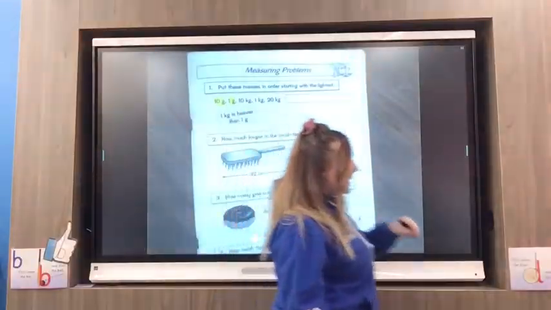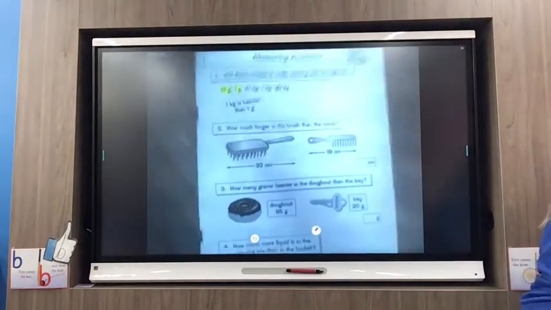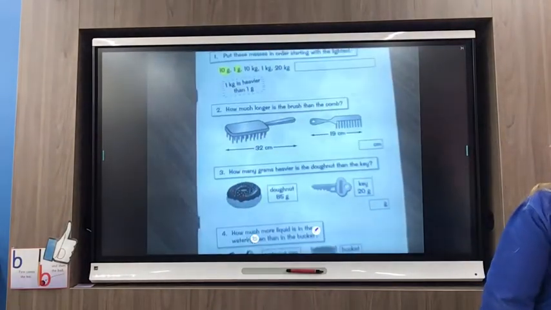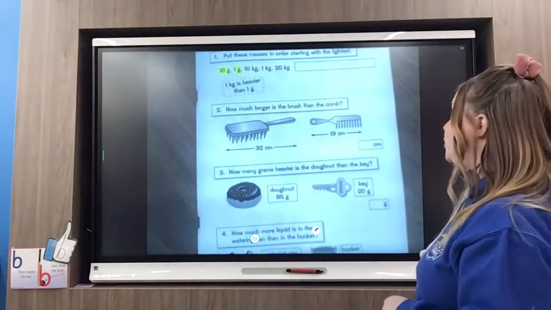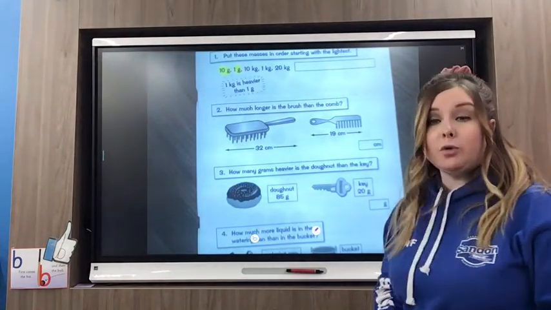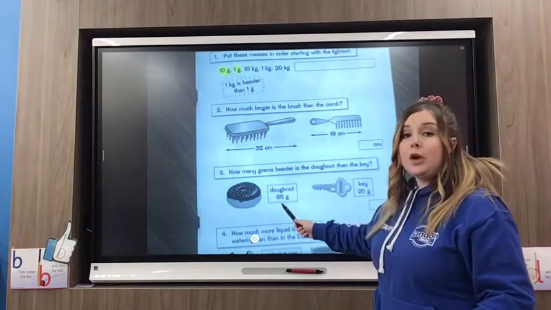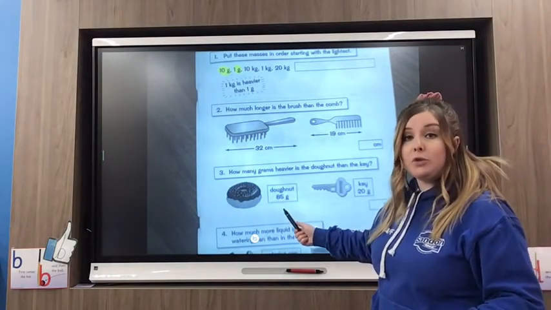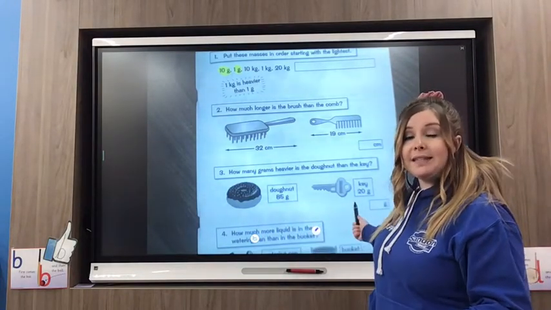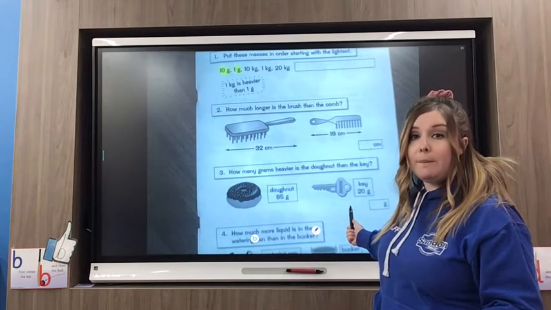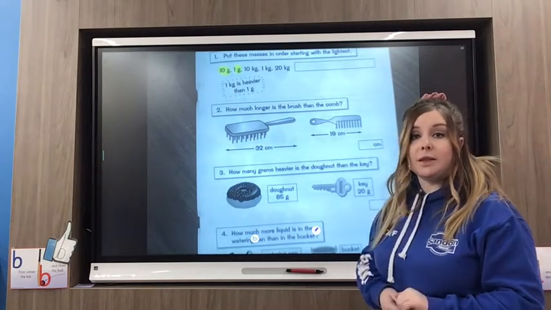So same again then, year 4, question 3 is asking you to find out how much heavier the donut is than the key. So you've got two amounts. You're going to highlight your biggest amount on your 100 square and then take away the other number. And that will give you the difference.